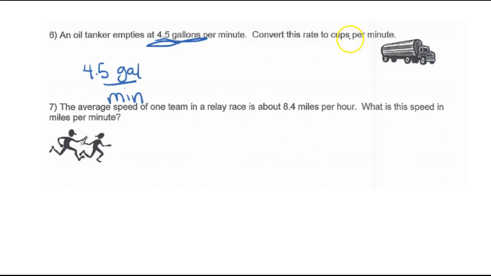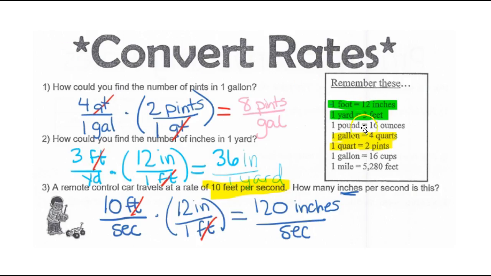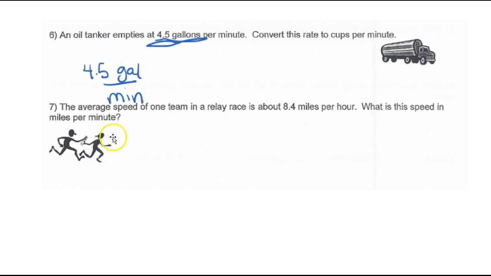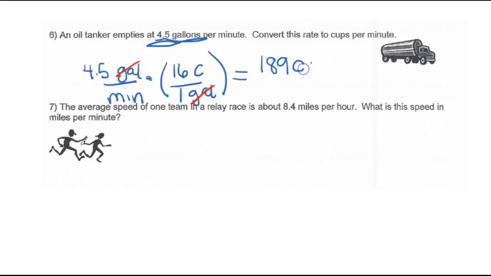Okay, so I need to go all the way back up to that first thing. There's 16 cups in 1 gallon. Remember that? So I need right here to write 16 cups per 1 gallon. You can see here I can cross off my gallons. Gallons divided by gallons cancel out. I'm going to take 4.5, multiply it by 16. That's going to give me 189 cups per minute.